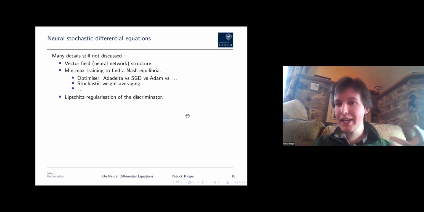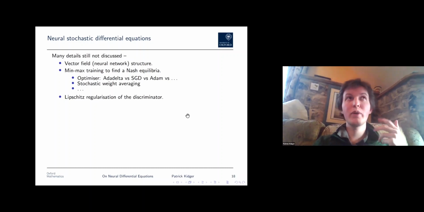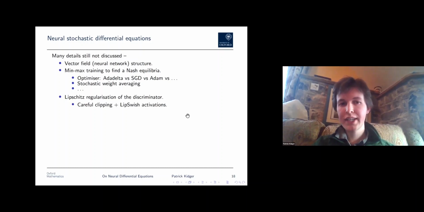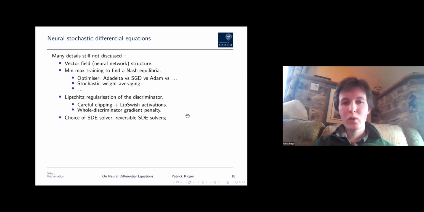There's things like, once again, how do you impose Lipschitz regularization of the discriminator? Again, something coming out of the GAN literature. How do we do this? There's a couple of different choices here. What is your choice of SDE solver? I've been telling you there is an SDE solver. I use an SDE solver, but which one? What are the choices? What are the trade-offs?